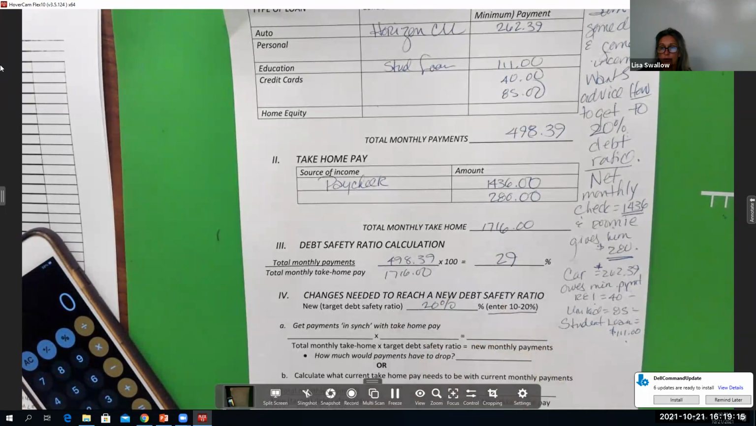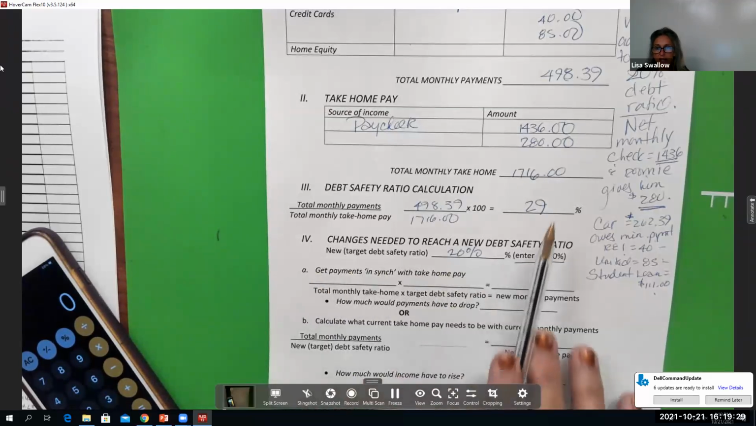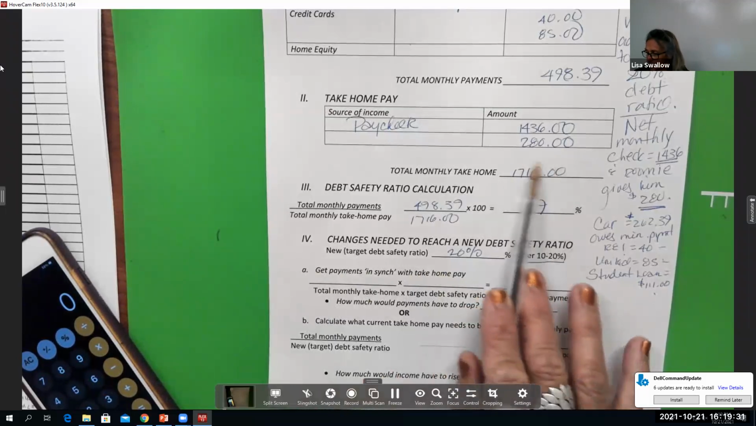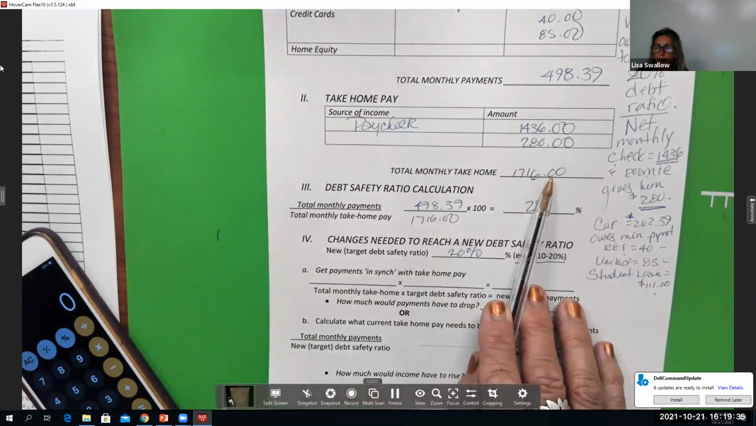There's really one of two ways to do it. You either have to raise your income or you've got to drop your payments. That's just the math, right? So the first one is, how would we get his payments in sync with his take-home pay? Let's just say this number is set in stone.